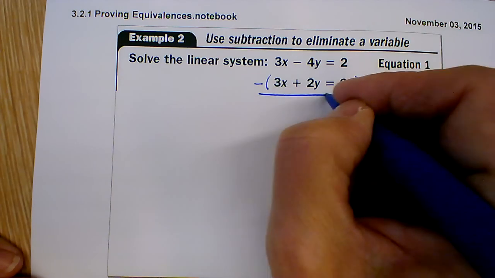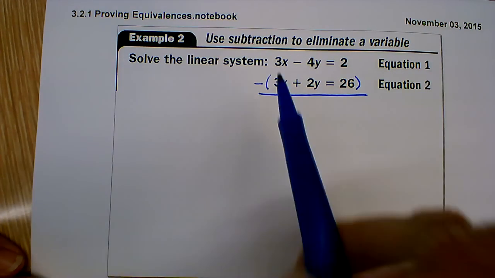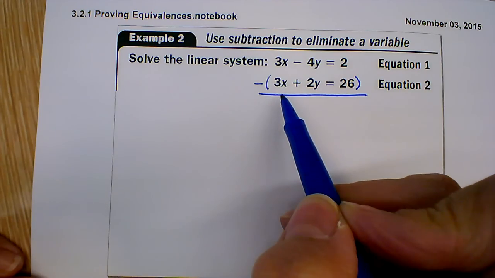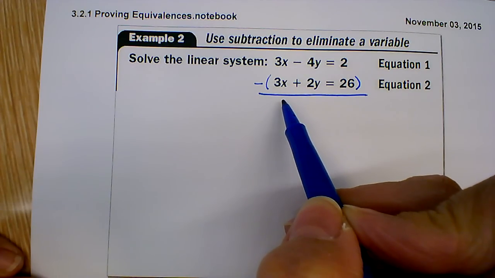So let's look at it. There's two different ways to do this. First, I can say 3x minus 3x. That gives me the 0 that I want. So I've eliminated my x.